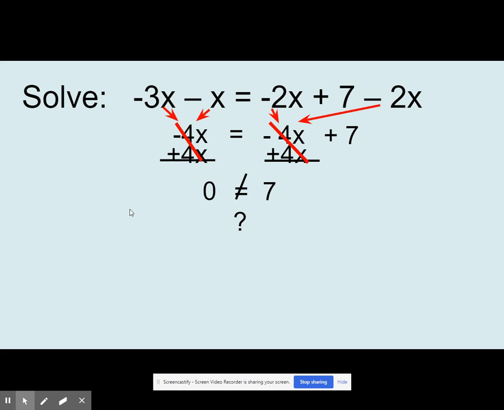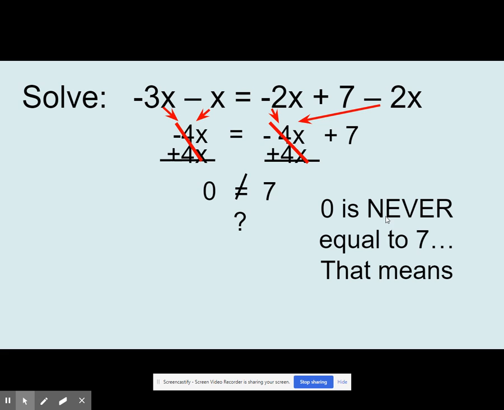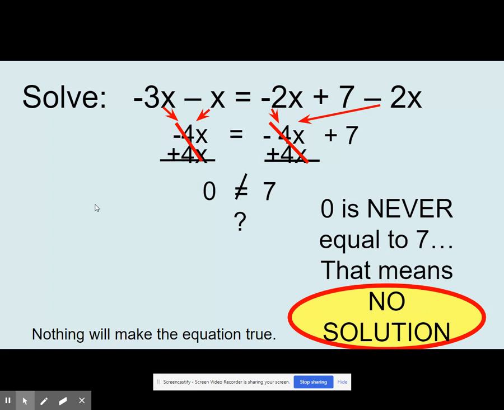Nope. 0 does not equal 7. 0 is never equal to 7. So that means our answer is no solution. No solution. All right. Nothing will make the equation true. So it's no solution. All right. Let's look at one more.